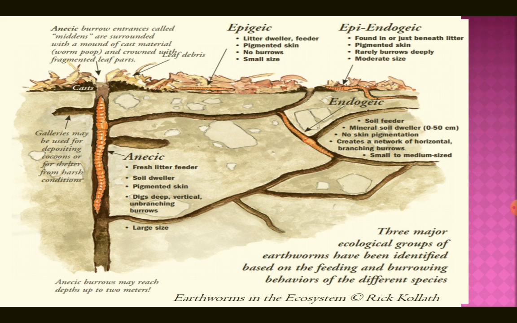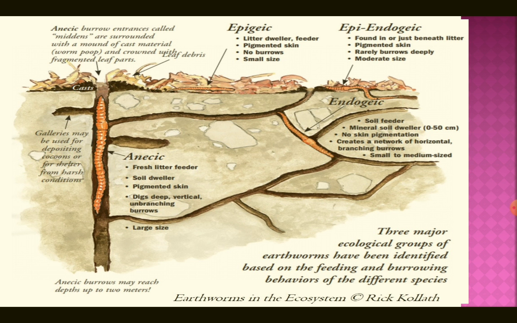Now earthworms, some of them live on the surface of the ground, and some of them make burrows and live. Some of them dig vertical burrows and some of them make horizontal burrows. So based on their ecological habitat, they are divided into 3 types. One is epigeic. Epi means on the surface of the ground.